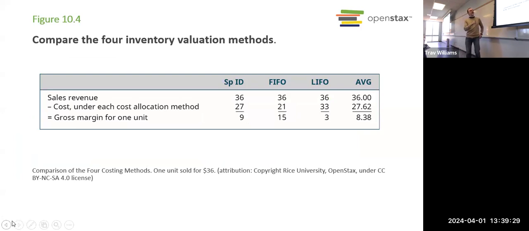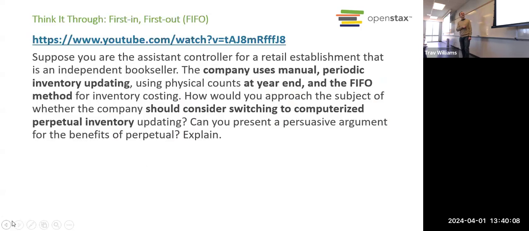So if we look at all four of those options, again, the sales price is the same. In each case, we sold one unit for $36, but the cost varied. Again, with FIFO having the lowest cost, LIFO having the highest, weighted average in the middle, and the specific identification just depends on which lot that unit got sold out of. And we can see a pretty wide range of profits, right? Anywhere from $3 profit to $15 profit on that one unit. That's a pretty big range.